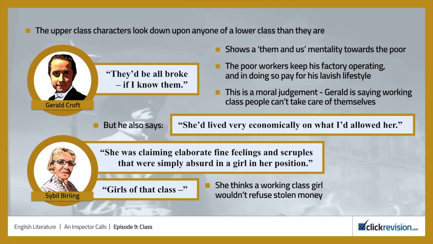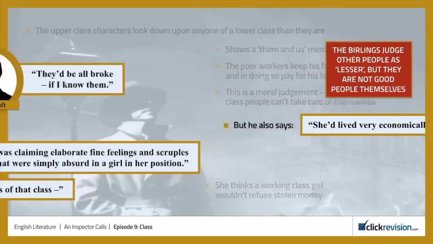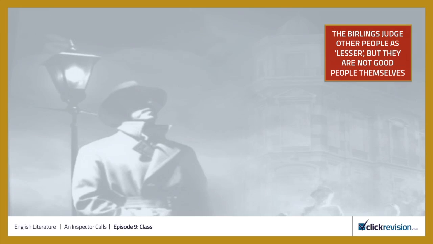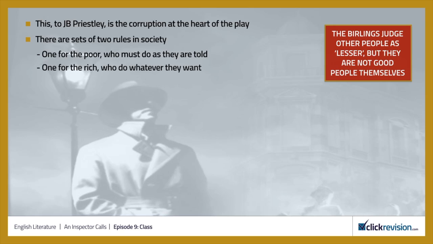The irony here is that as much as they judge the lower classes as lesser people, the Birlings are not good people themselves. In the eyes of J.B. Priestley, this is a sin of the rich and selfish, the corruption at the heart of the play. This idea that there are two sets of rules in society, one for the poor, where you follow orders and do as you're told, however horrible life becomes, and one for the rich, where you do whatever you want. The upper and lower classes really do exist in two different worlds in this play, and the upstanding reputation of the upper class protects them from suspicion or accusation.